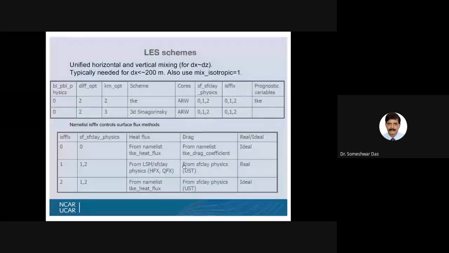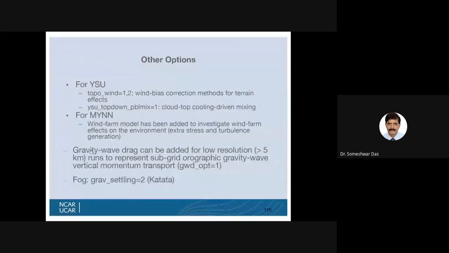Other options in the PBL scheme: for YSU, you can set topo_wind, especially if your domain has topography, as either 1 or 2. In this case, wind bias correction methods for terrain effects are applied. You can also use the YSU top-down PBL mixing option as 1. In this case, cloud top cooling driven mixing is invoked.